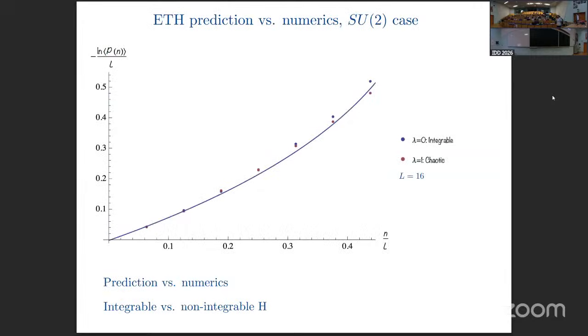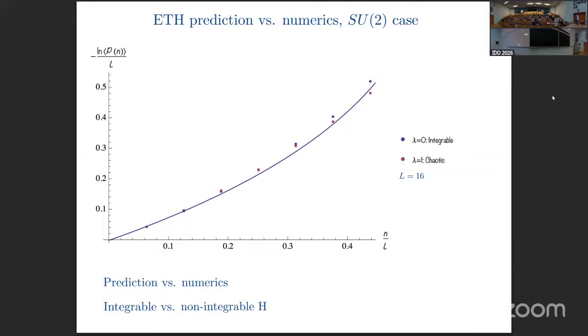And here's what we find for the SU2 case. The solid curve here is the analytical formula, the prediction. And then we have done it for the integrable SU2 spin chain. It's the blue points here. And you see that at least the qualitative features of the curve seem to match quite well. So it does look as if the black hole state thermalizes at infinite temperature.